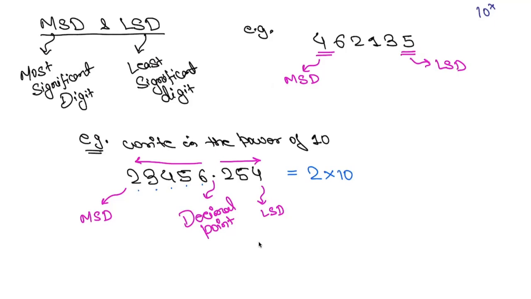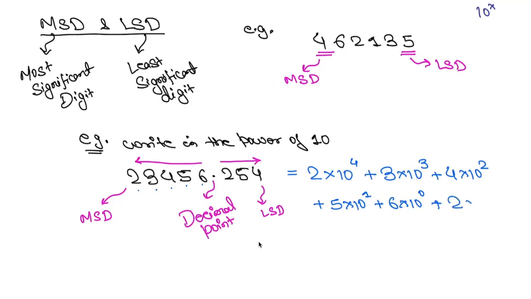क्या लिखेंगे? 4, sir. Plus 3 into 10 to the power 3, plus 4 into 10 to the power 2, plus 5 into 10 to the power 1, plus 6 into 10 to the power 0, plus here we have 2 into 10 to the power -1, plus 5 into 10 to the power -2, plus 4 into 10 to the power -3. Right? This is how we write this thing.